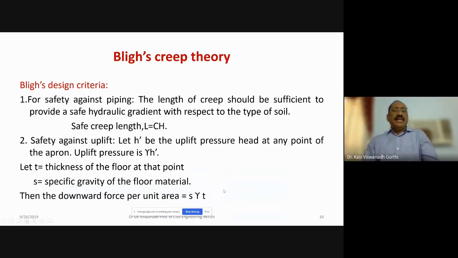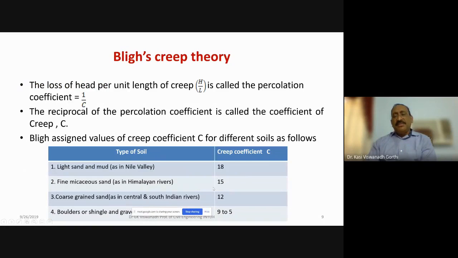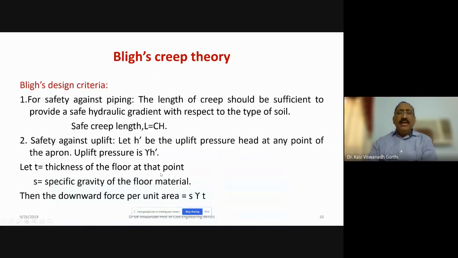The design criteria proposed by Bligh for safety against piping: the length of the creep should be sufficient to provide a safe hydraulic gradient with respect to the type of soil. So safe creep length will be L must be equal to C into H. C is the creep coefficient which he has given from this table depending on the type of the soil, and H is the total head of water there. So C multiplied by H gives you the total safe creep length for safety against piping.